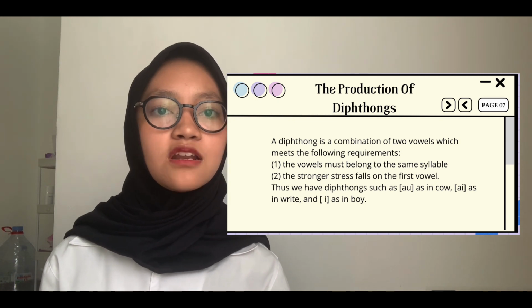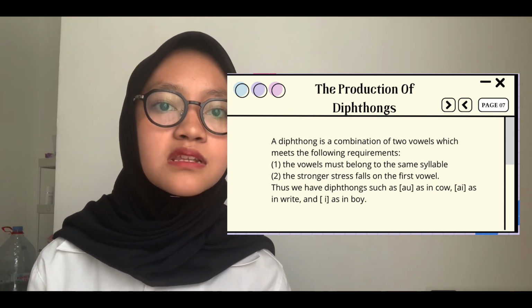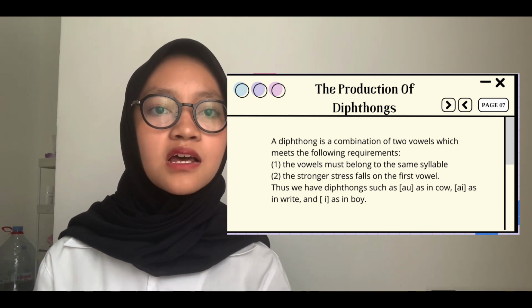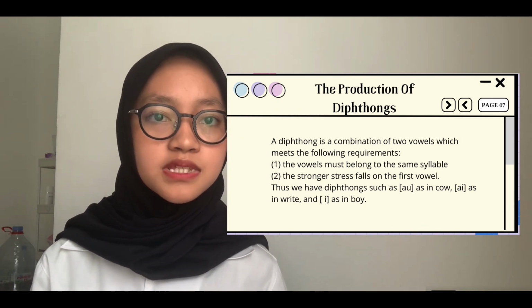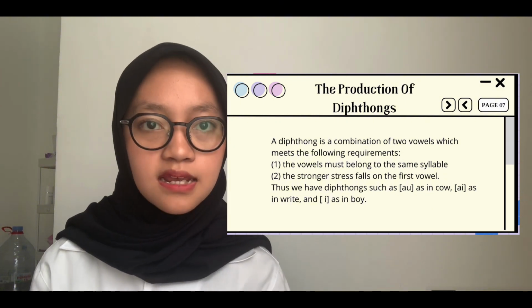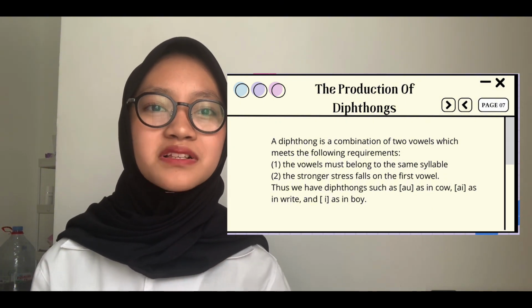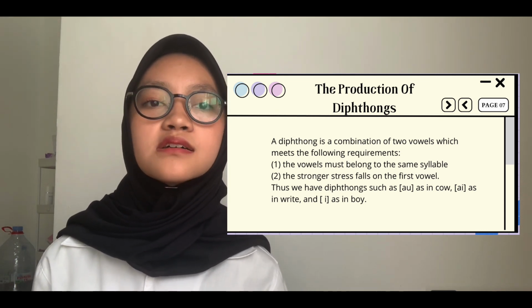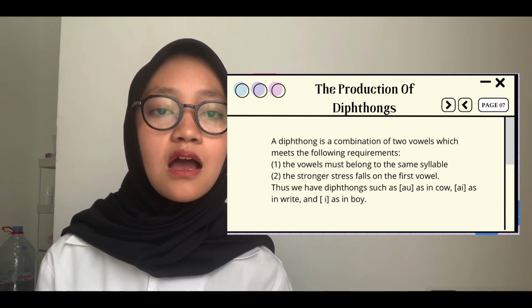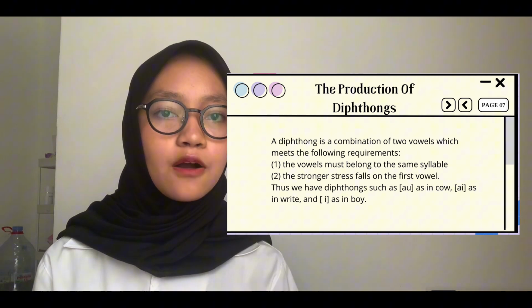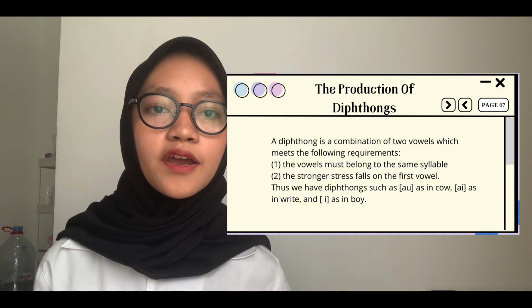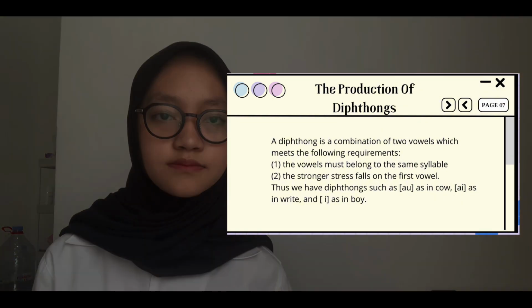The last is diphthongs. Diphthong is a combination of two vowels that meets the following requirements. First, the vowels must belong to the same syllable, and second, the stronger stress falls on the first vowel. Thus, we have diphthongs such as au, as in cow, I, as in right, and oi as in boy.